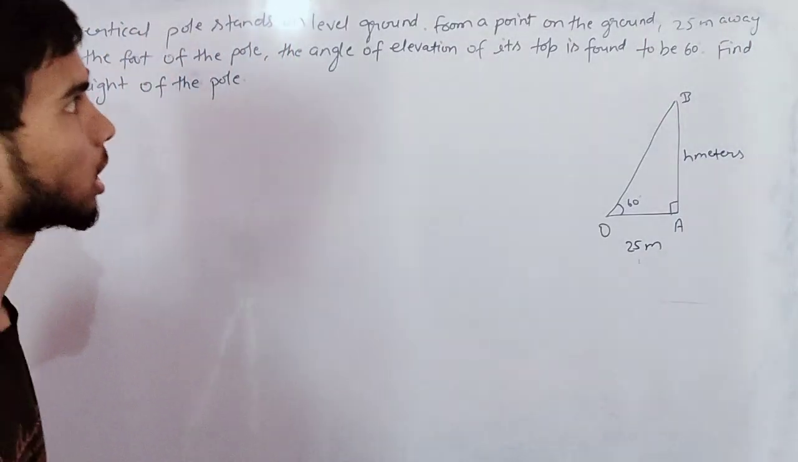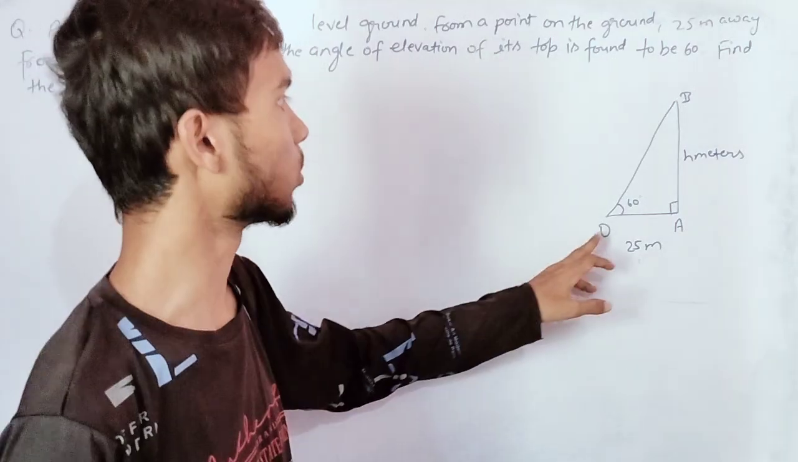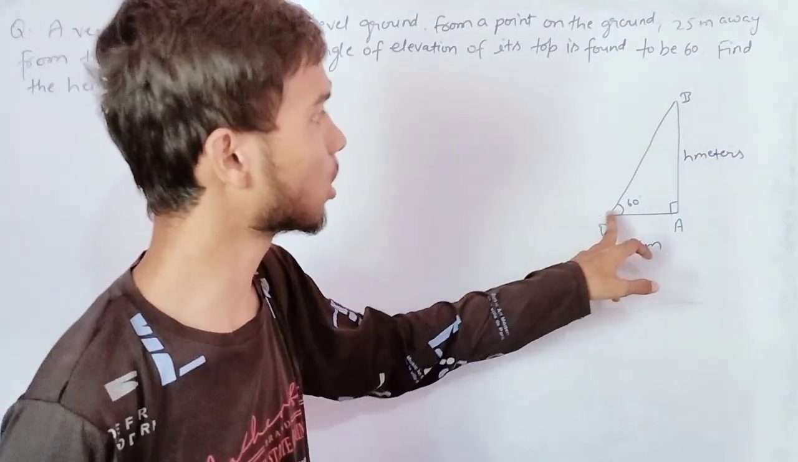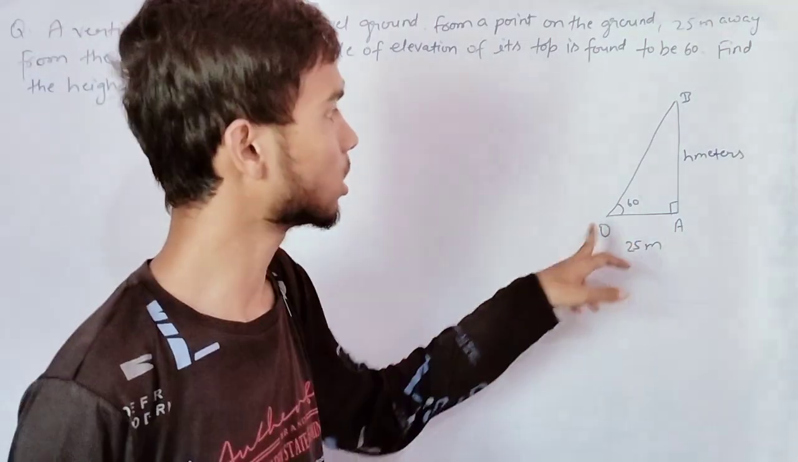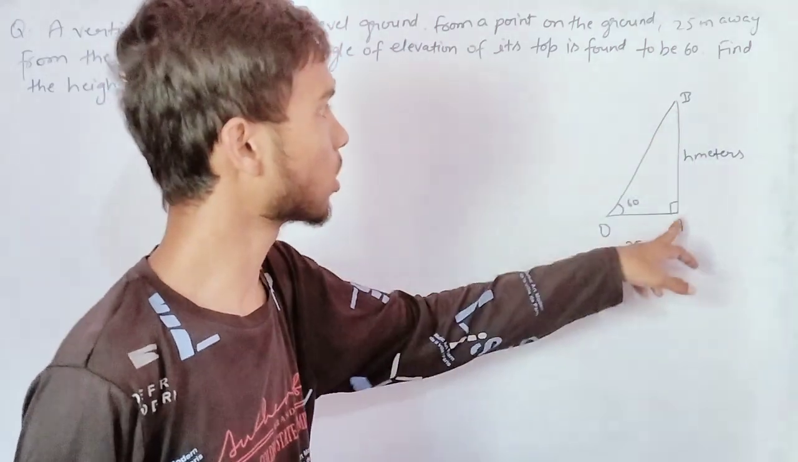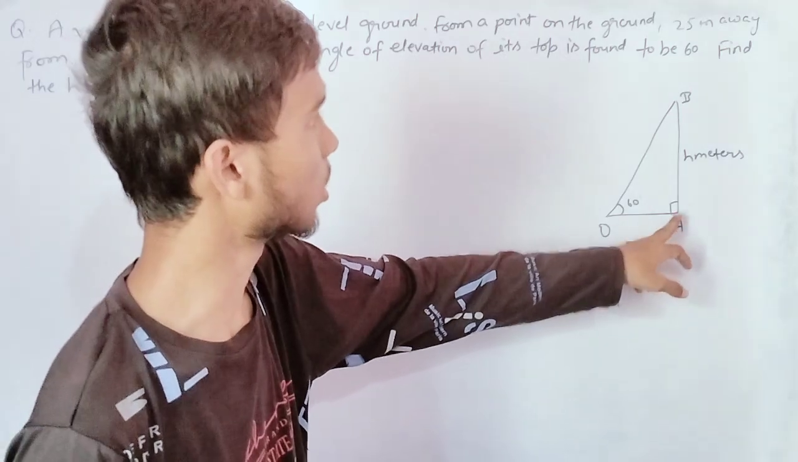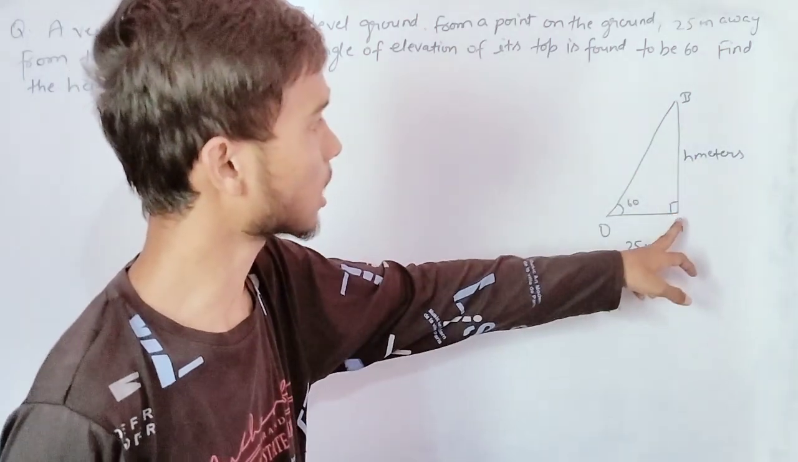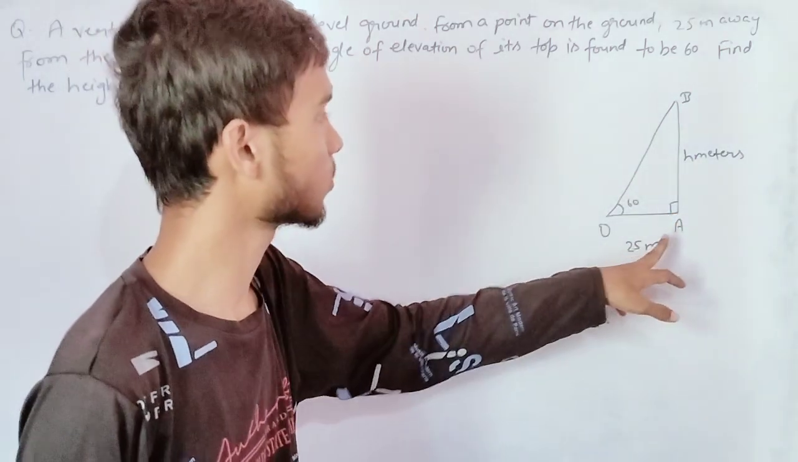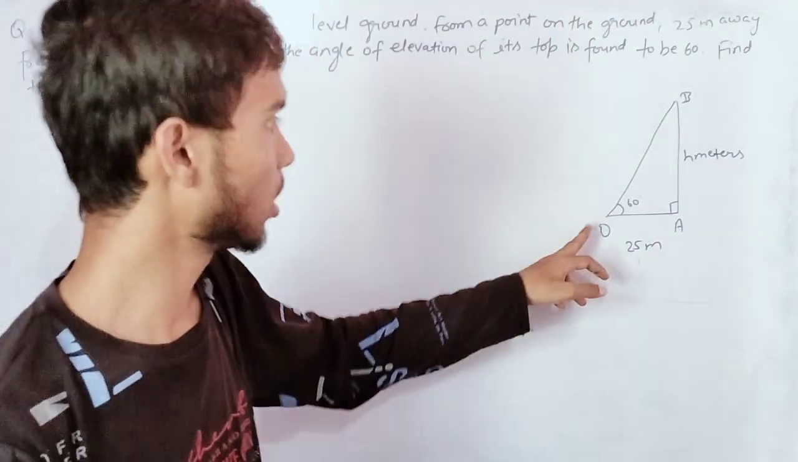From a point on the ground. So from a point on the ground, this is the ground. It is being considered as the ground. Now this is a pole which stands on level ground, so it is standing on the ground. So this horizontal line we are considering as the horizontal.